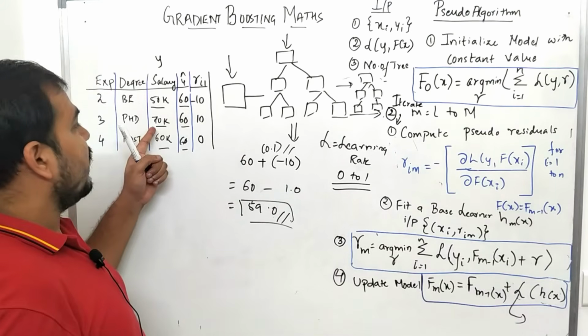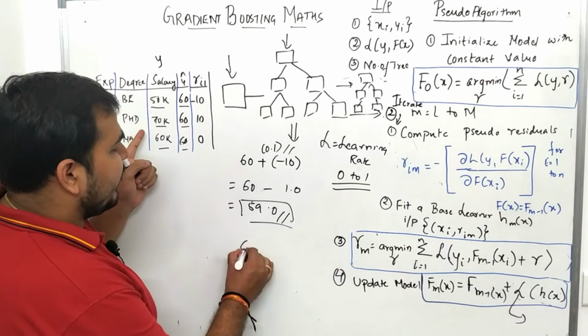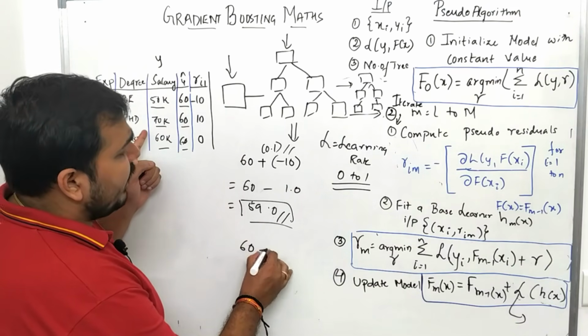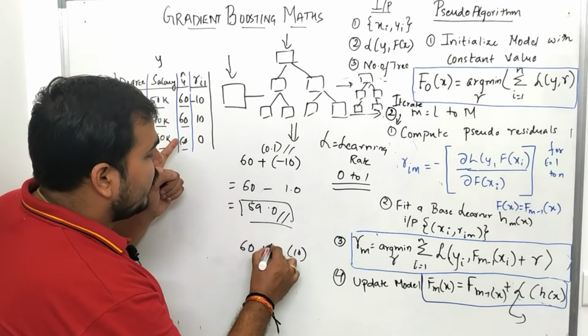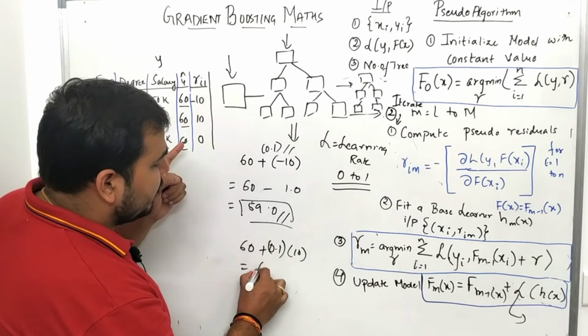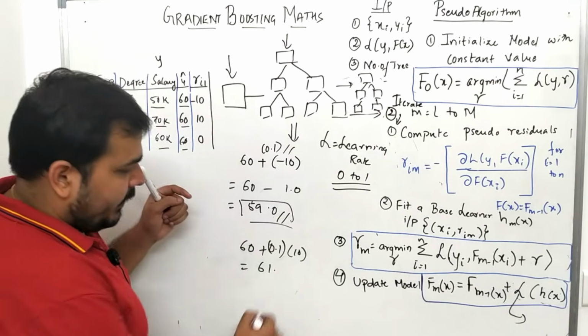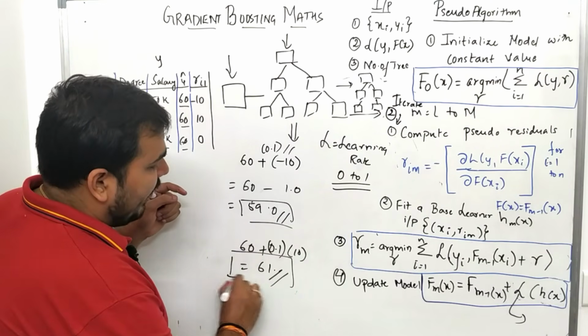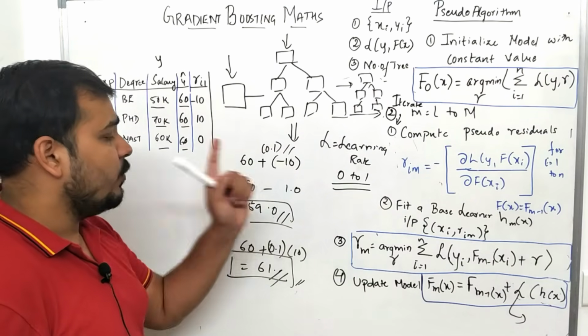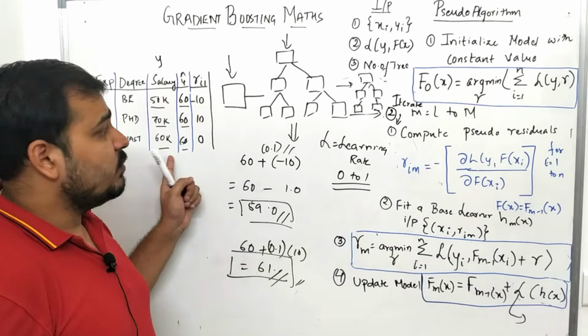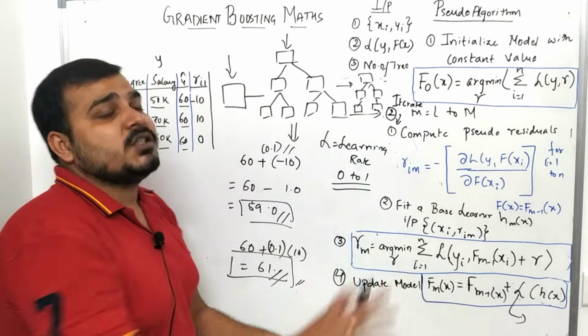With respect to the second record, you can see over here, my base model is again giving me 60, and my additive model is giving me 10. Here I'll be adding the learning rate, and this is nothing but 61. So for my second record, my output is 61. Similarly, for the third record, this value is 0, so my output will be the same. So this was all about the pseudo algorithm, guys.